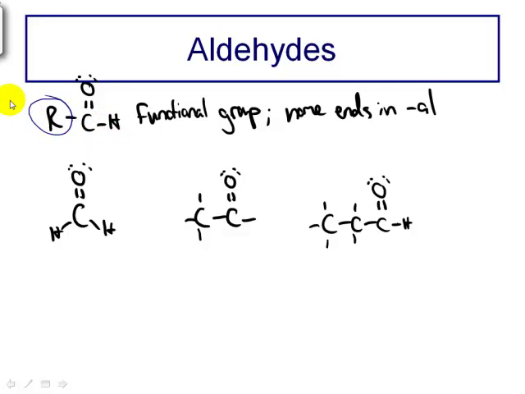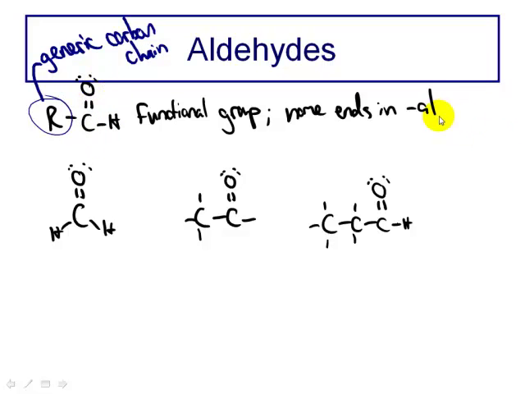And you say, Mr. Harper, there's no element R on the periodic table. What are you talking about? Anytime you see an R as part of the structure, that is like a generic carbon chain. So it could be of any length. Basically, this is saying that the other part of my molecule is a carbon chain. If on the end of the carbon chain I've got this functional group, it classifies as an aldehyde.